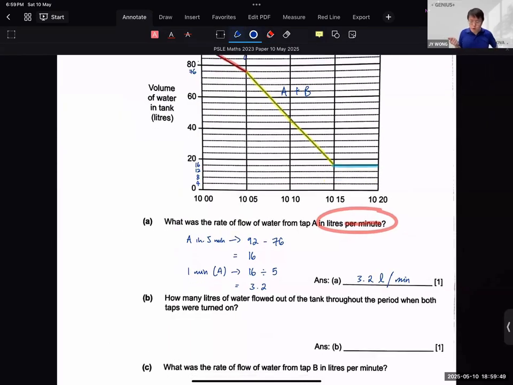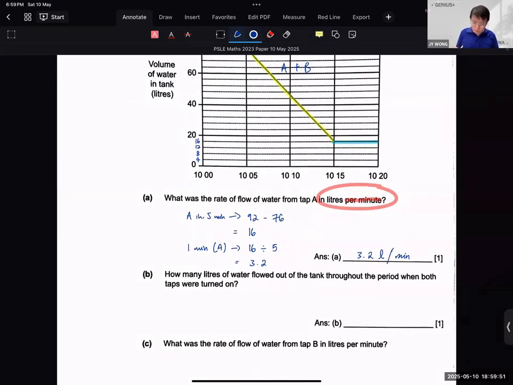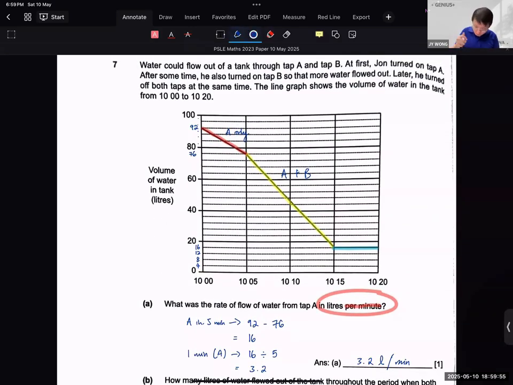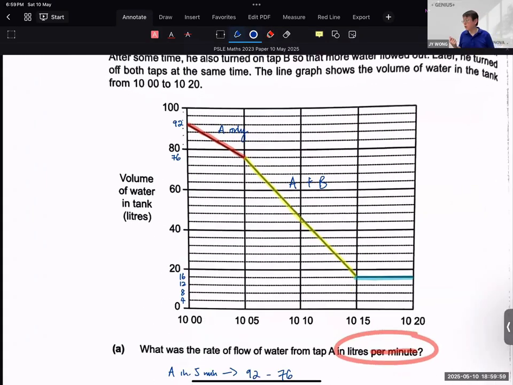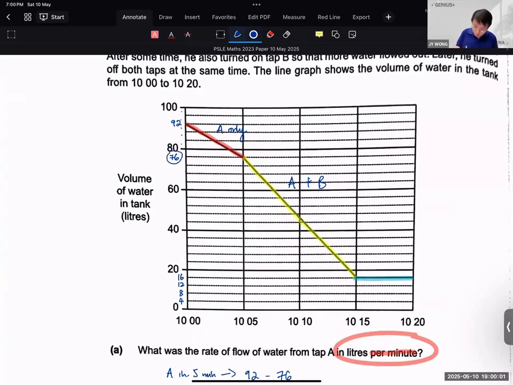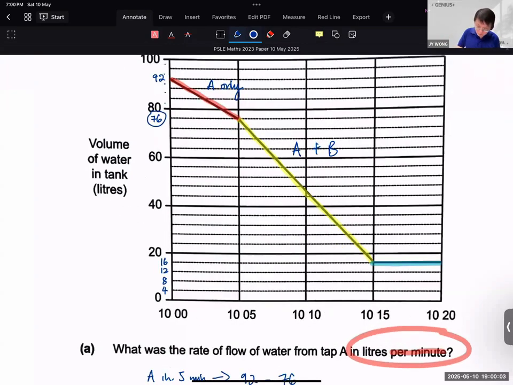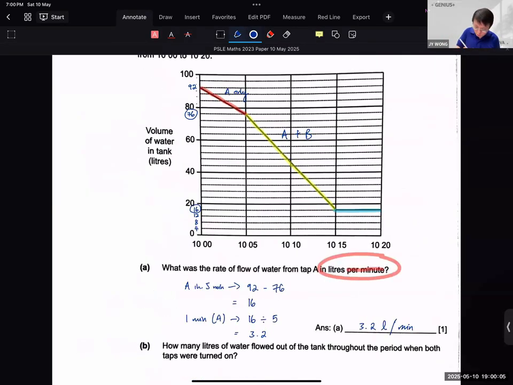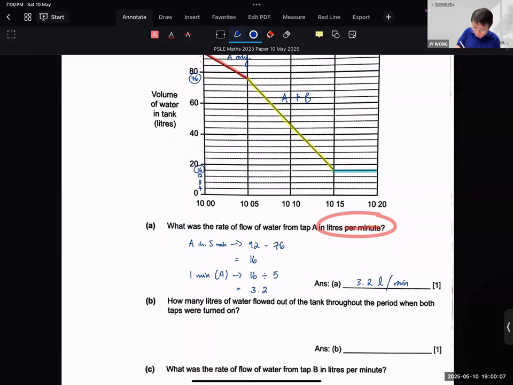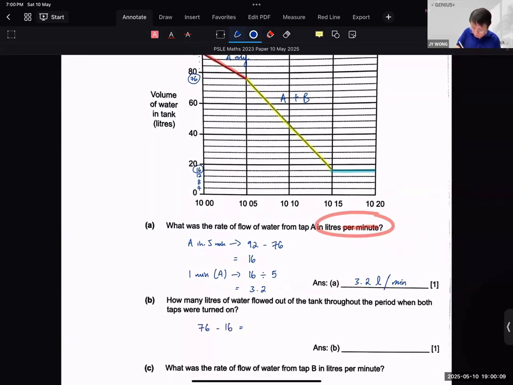How many liters of water flowed out of the tank throughout the period when both taps were turned on? So when both taps were turned on, this started at 76, right? And then it ended at 16. So the total volume of water that flowed out is 76 minus 16 to give you 60. And that's why the answer here is just 60 liters. Again, please pay attention to the unit.